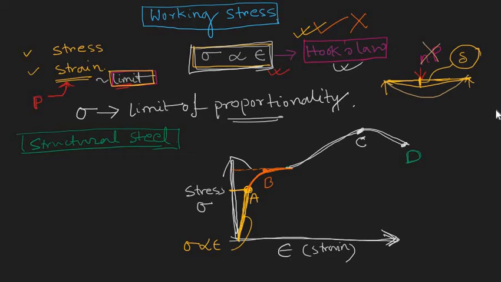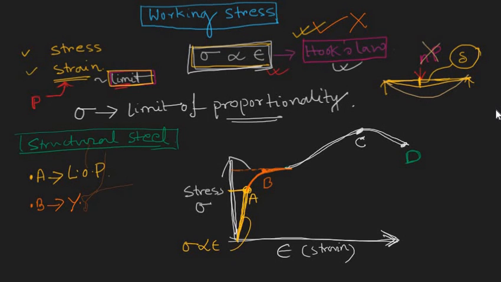Okay, so now let's come to them one by one. First, initially we have a point A that is known as the limit of proportionality. I am using the abbreviated form. Second, you have point B that is known as the yield point. And what is the yield point? Here, without any appreciable increment in the stress, the strain increased too much.